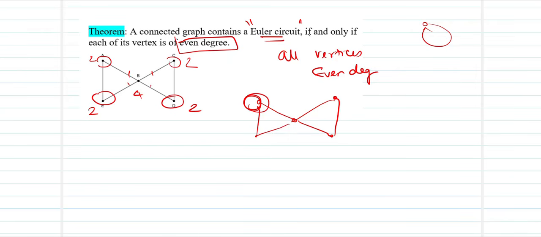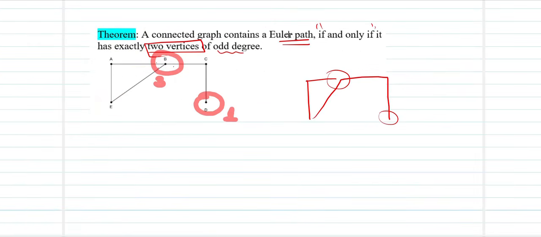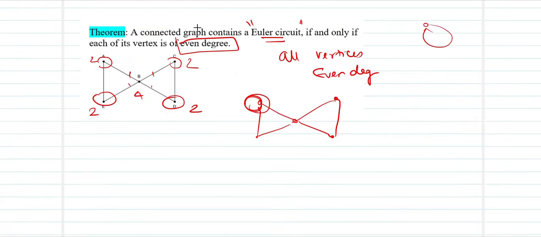So this is a necessary and sufficient condition, using which we can say whether a given graph is going to have an Eulerian path or an Eulerian circuit or not. This theorem guarantees an Eulerian circuit and this theorem guarantees an Eulerian path. If there are exactly two vertices of odd degree, there is a path, and if all the vertices are of even degree, then there is a circuit.